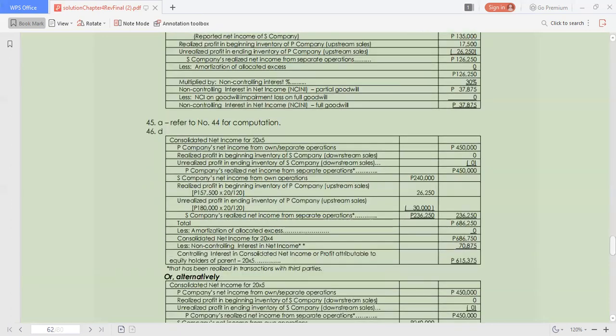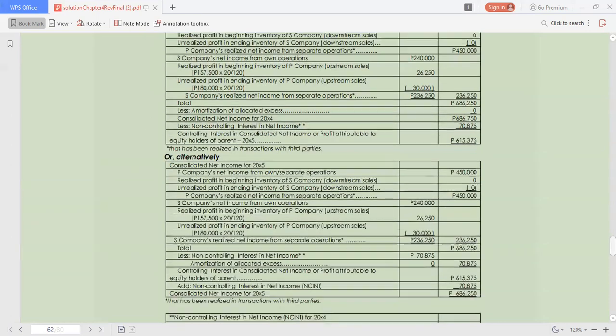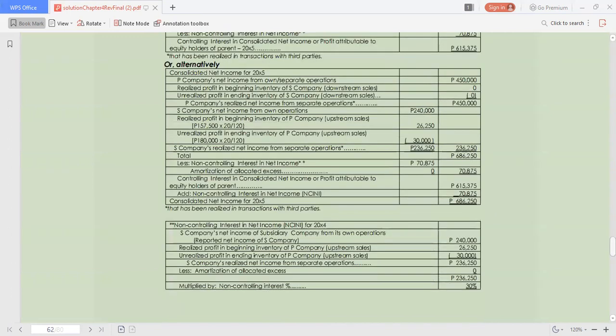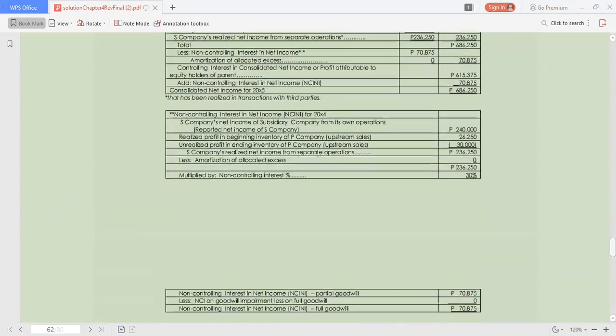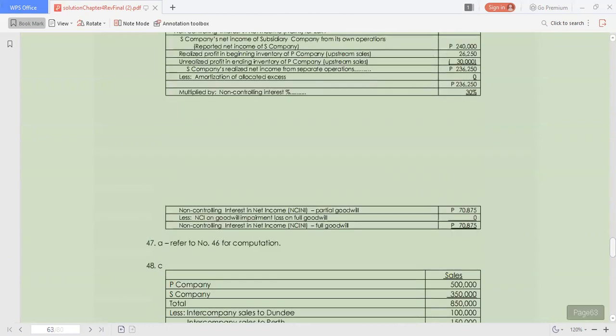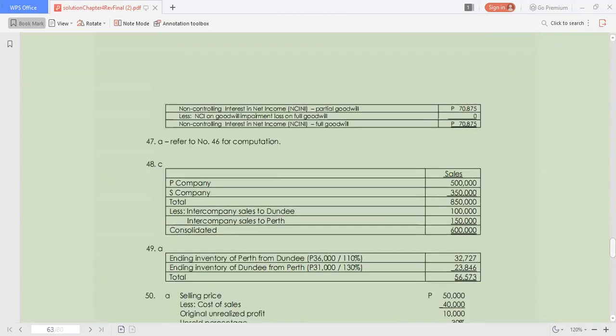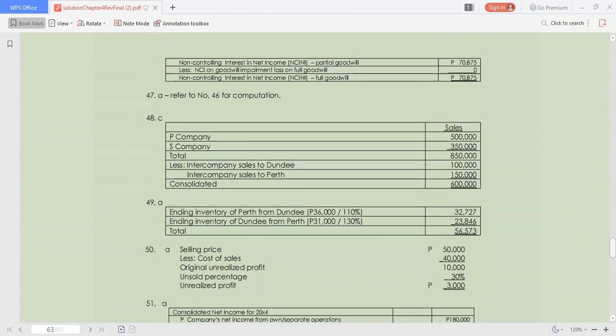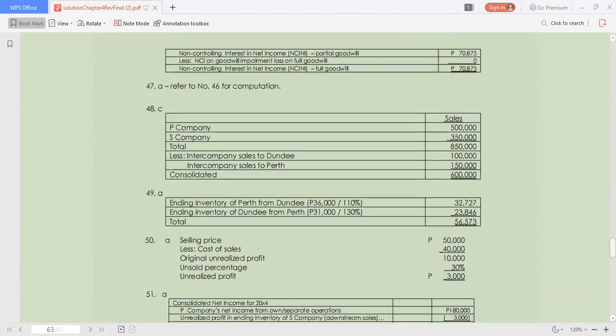Next, we go to numbers 50 to 53. Next problem, 50 to 53. Okay, so 50 to 53, question 50. If the sale referred to above was a downstream sale, by what amount must inventory be reduced to reflect the correct balance at the end of 20x4? Use the following information for questions 50 to 53.